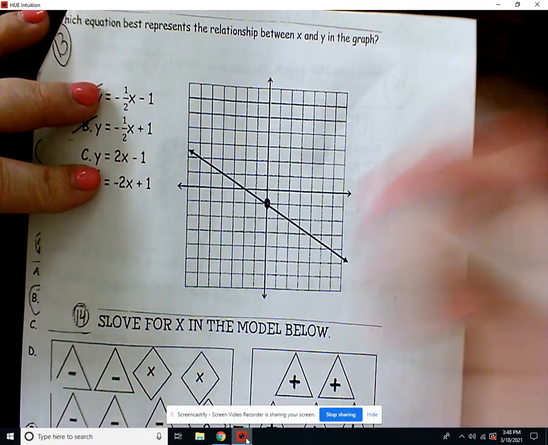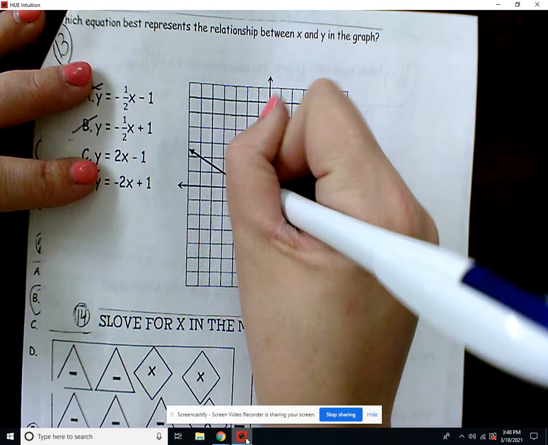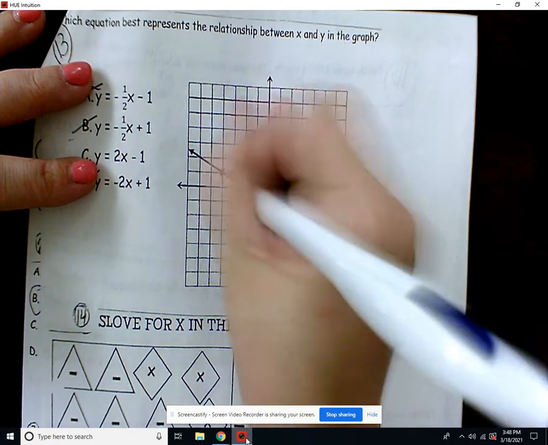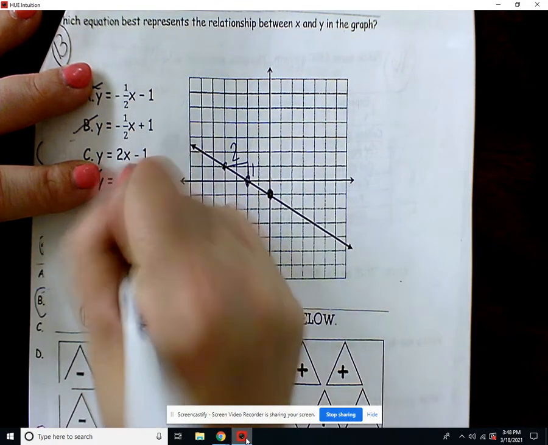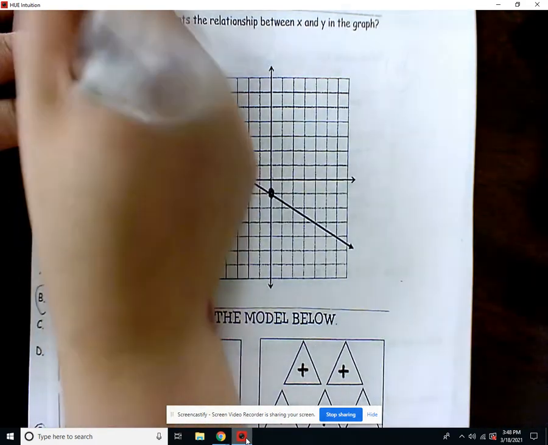Okay, so we're going to find our rise over run. So we're going to find where it crosses. And so it goes up 1 over 2, and so we write that as 1 over 2. So it's going to have to be A.